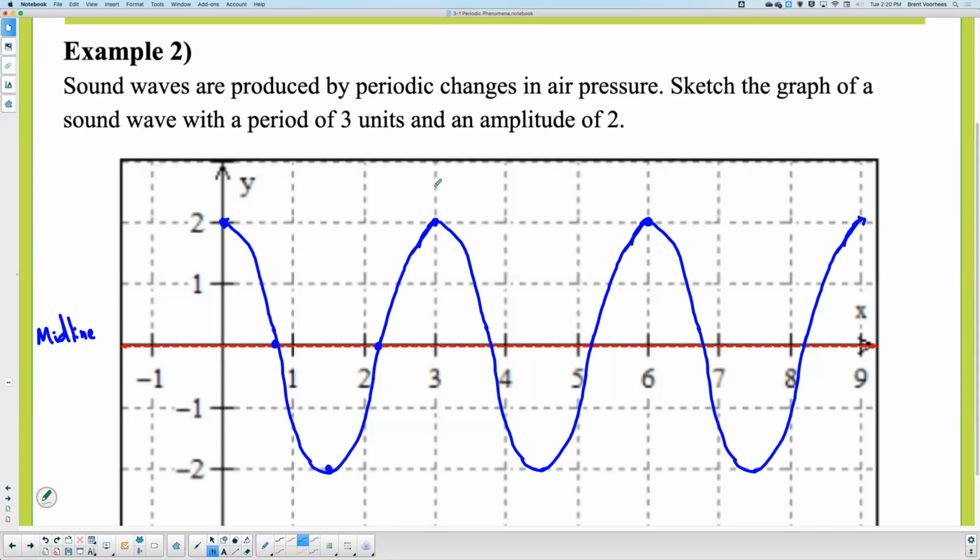As you finish up, I'm going to mark this one cycle. You could label one cycle anywhere, but that would be from maximum to maximum. That's one cycle. And as you note, that cycle takes 3 units. That would be the period of 3. That's because one full cycle takes 3 units on the x, and the amplitude of 2. That's because this value from the maximum to the midline is 2 units.